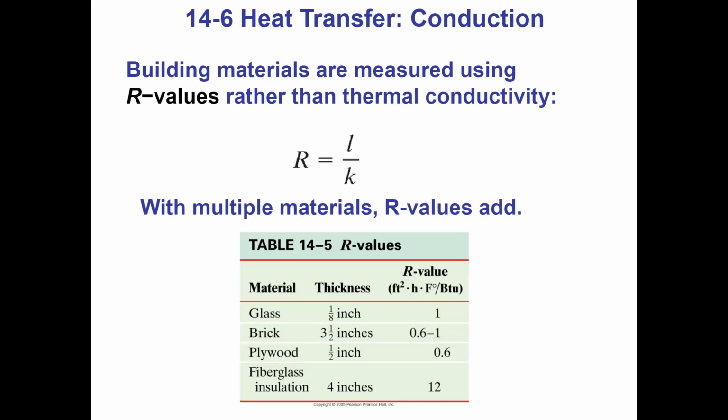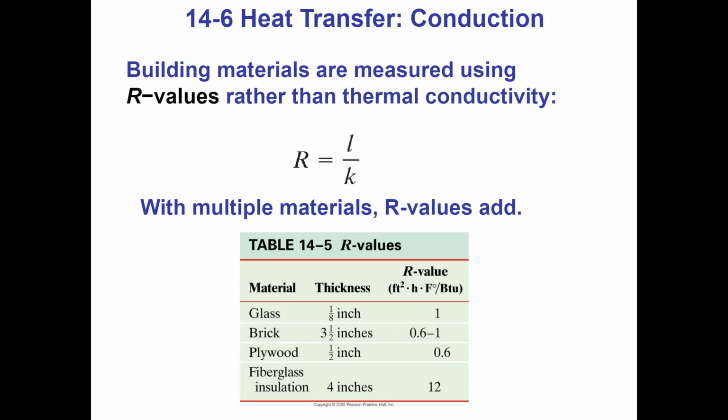Now, if that fiberglass is sheathed by half-inch plywood, then it would add 0.6 R values. And so that would build the R value up to 12.6. If the outside is brick, then we would add on another piece. But you can see that glass, brick, plywood are not really great insulators. And fiberglass, if you decided that your walls were 6 inches thick instead, then your R value would go up to 18. So R values simply add, which is very handy.